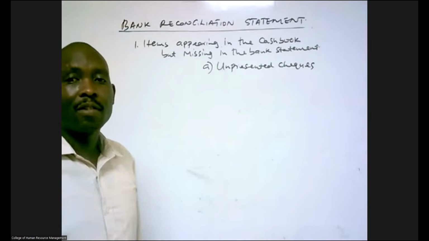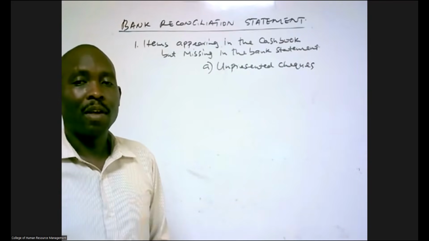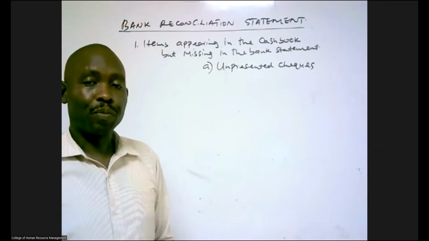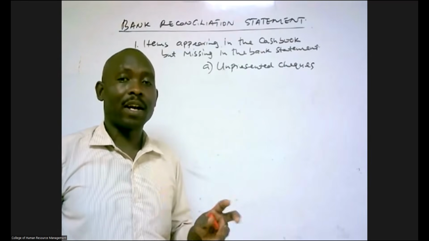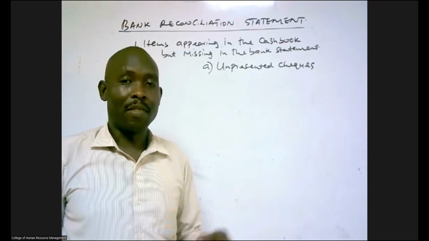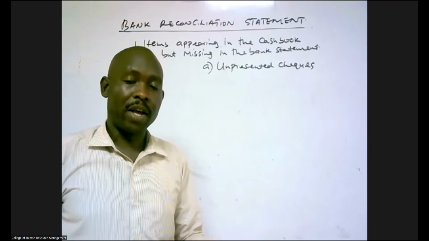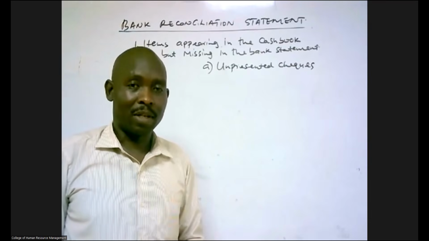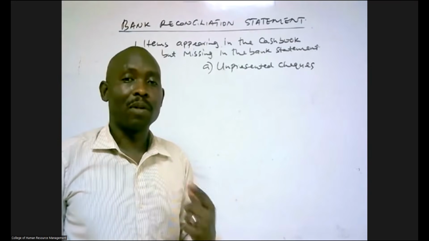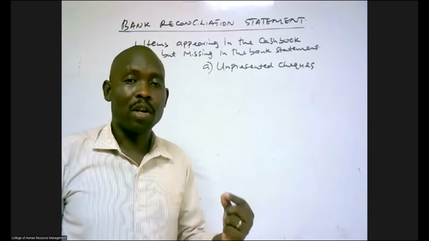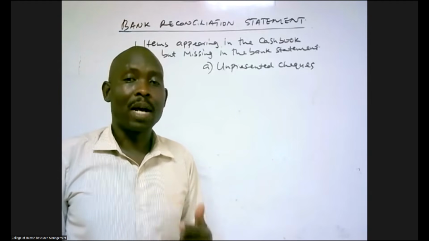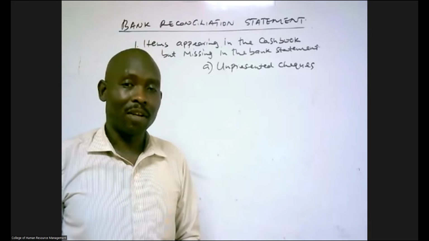Unpresented checks. These are the checks that we issued to our suppliers, but those suppliers have not presented these checks for payment in the bank. So ideally, these checks are captured as paid in the cash book. So they are on the credit side of the cash book, but they are not paid by the bank. So they are not on the debit column of the bank statement. They are known as the unpresented checks. Checks paid, but not yet presented. So they are only appearing in the cash book. So they reduce the cash book balance, but in the bank, that money has not been paid. So our bank balance has not been affected by these particular checks.